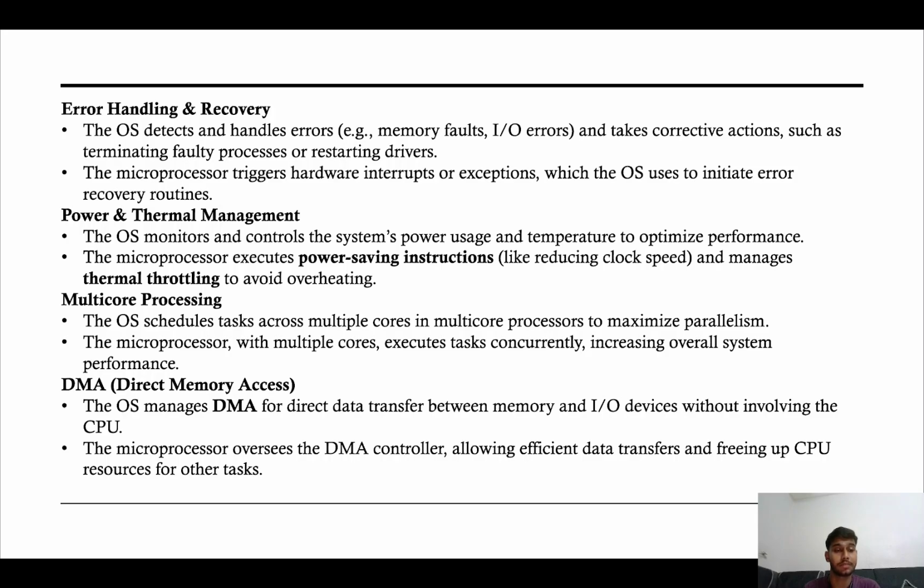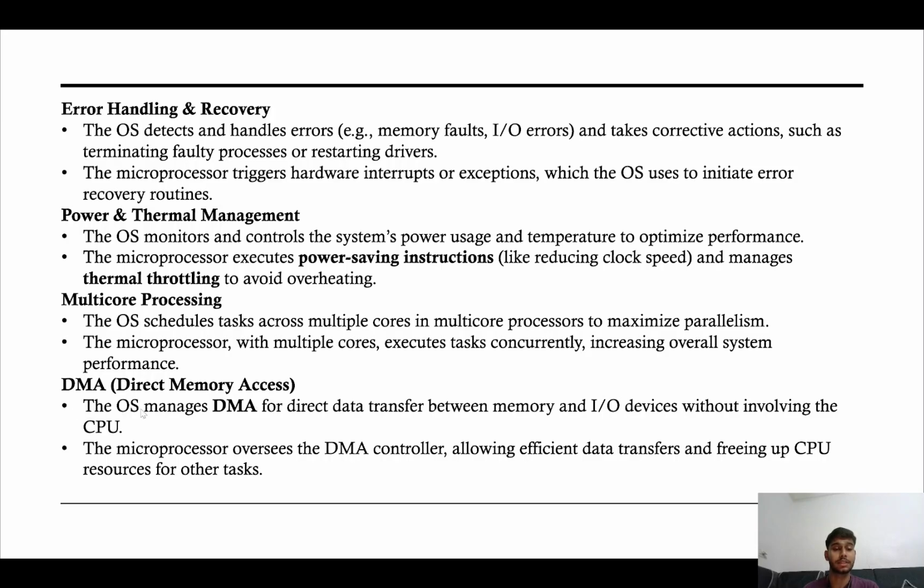Power and thermal management. The OS monitors and controls the system's power usage and temperature to optimize performance. Multi-core processing. The OS schedules tasks across multiple cores in multi-core processors to maximize parallelism. The microprocessor with multiple cores executes tasks concurrently, increasing overall system performance.